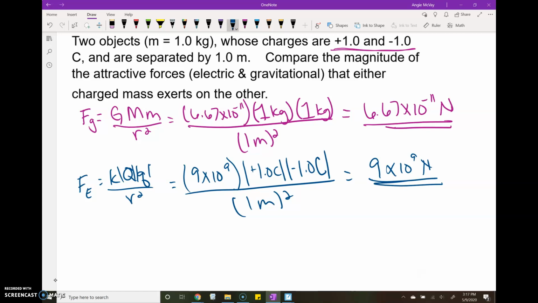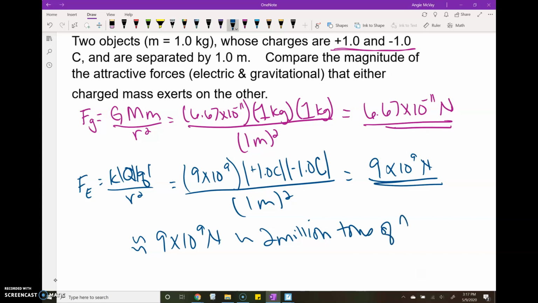I want to give you some perspective. 9 billion newtons is about 2 million tons of force, which is about 720 times the thrust of a space shuttle booster during liftoff.